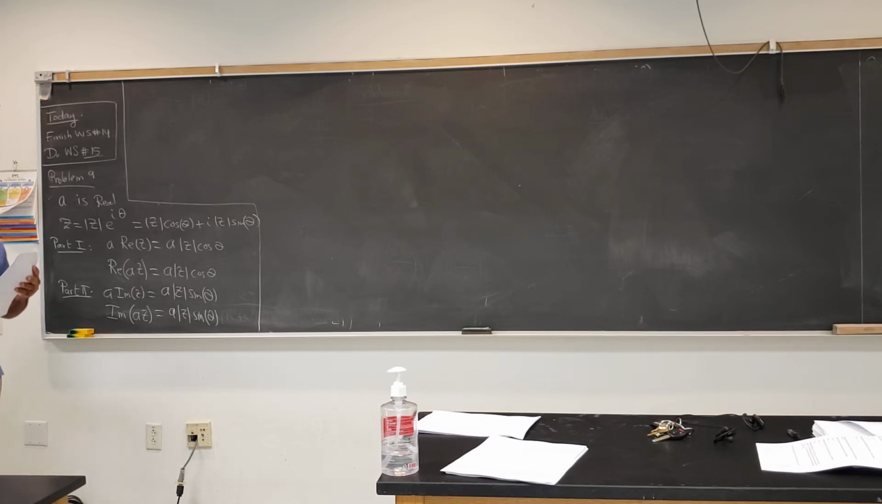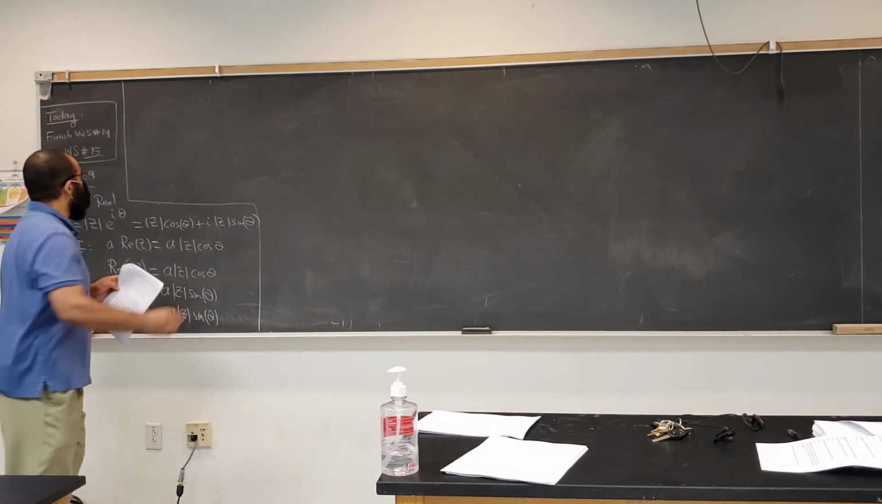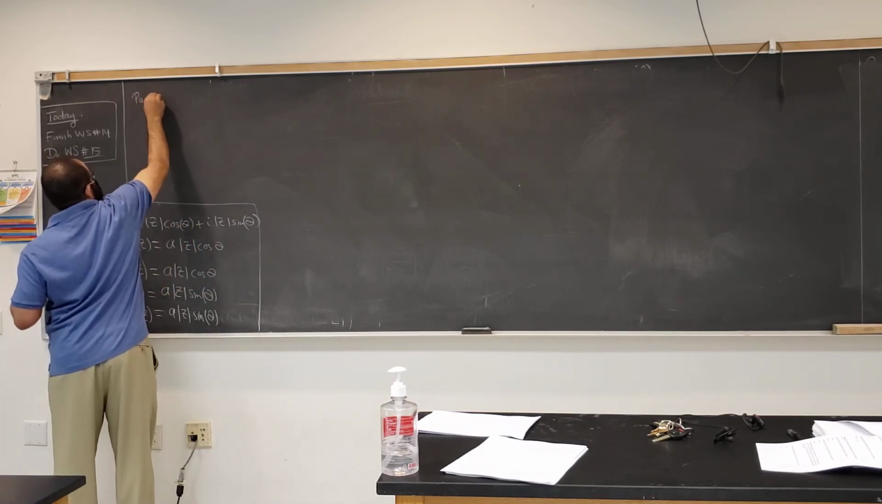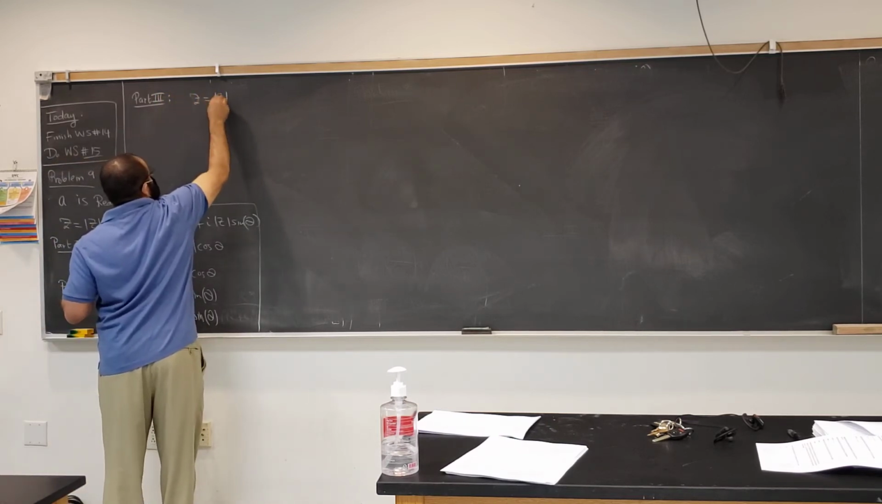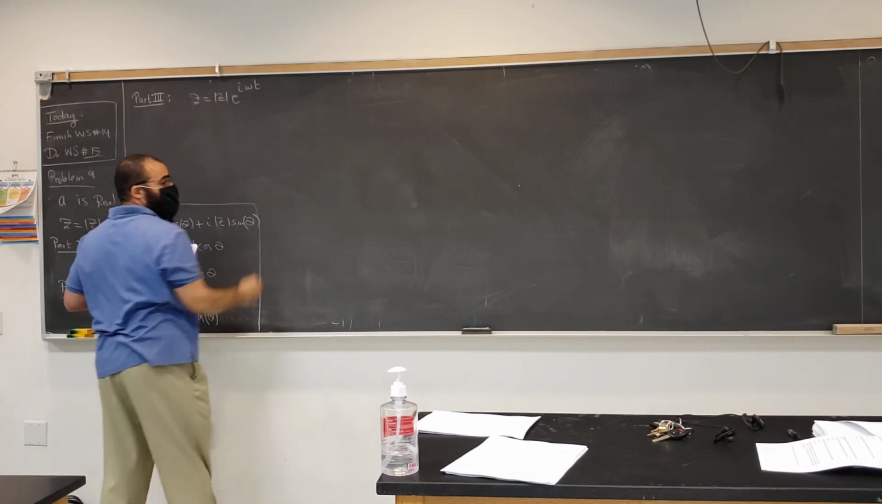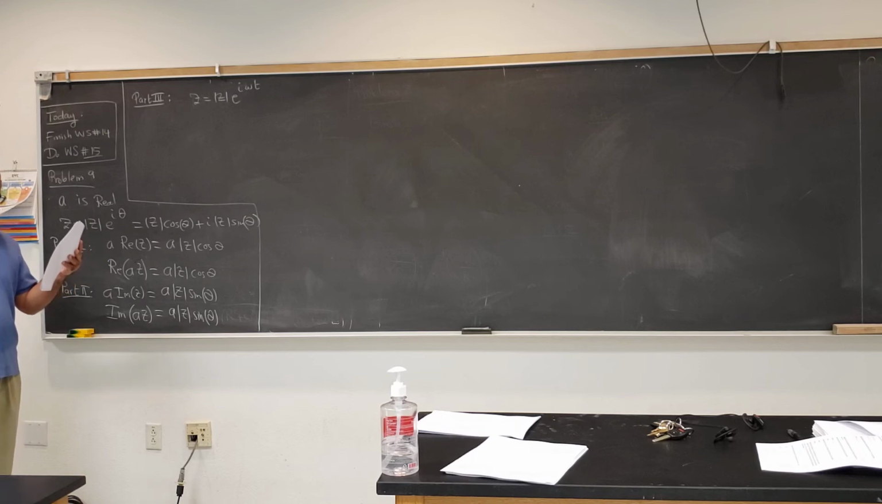Okay. So now, suppose z is a function of time, so theta is omega t. So now for part 3, suppose z is equal to the absolute value of z times e to the i omega t. What we want to do is take the derivative of z and then express it in terms of Euler's formula.